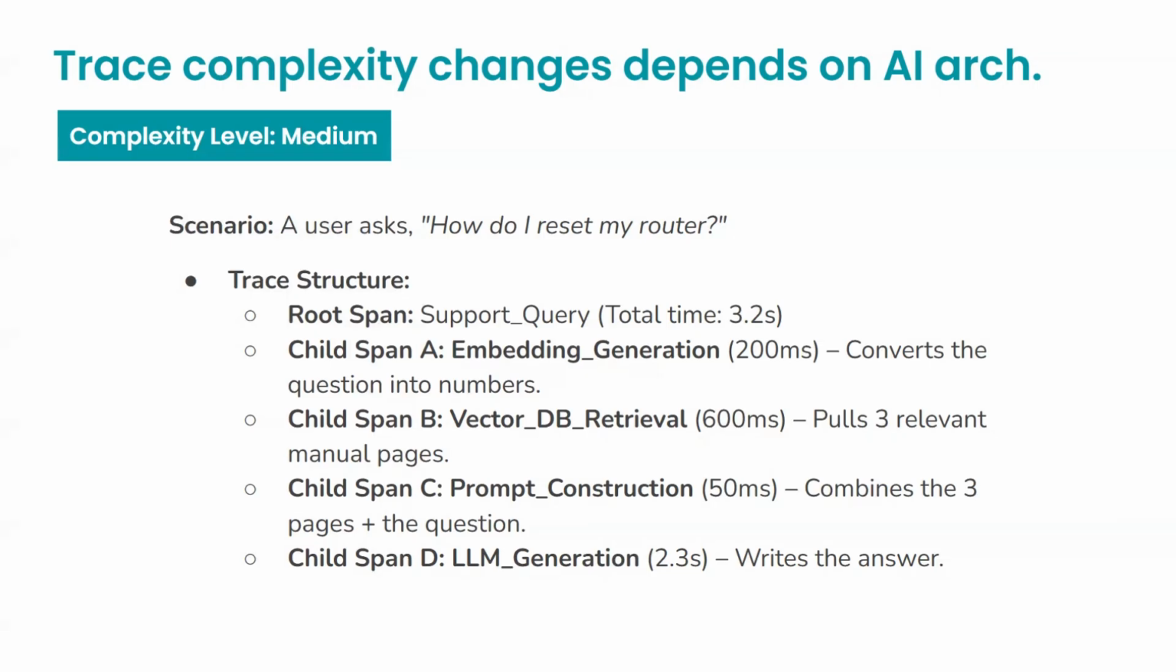Now comes child span D, which is LLM generation. This is again the most expensive step, approximately 2.3 seconds. The model takes the constructed prompt and generates the final answer.